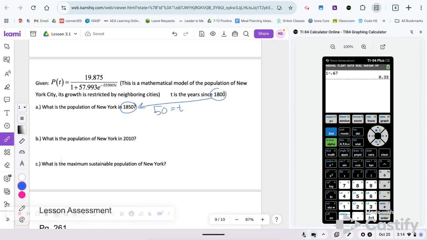So we have 19.875 divided by 1 plus 57.993. To get the e, we do second ln, negative 0.35005 times 50. 19.875.